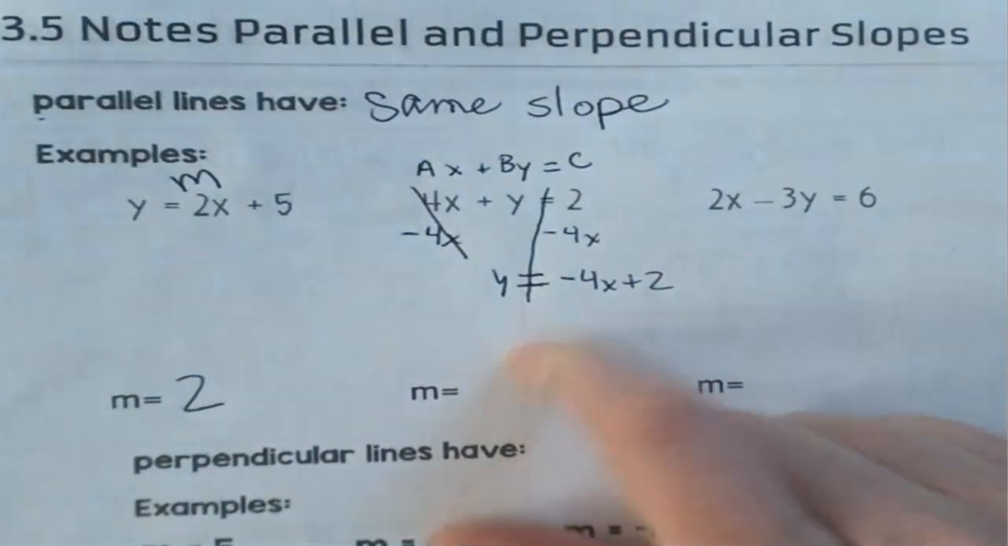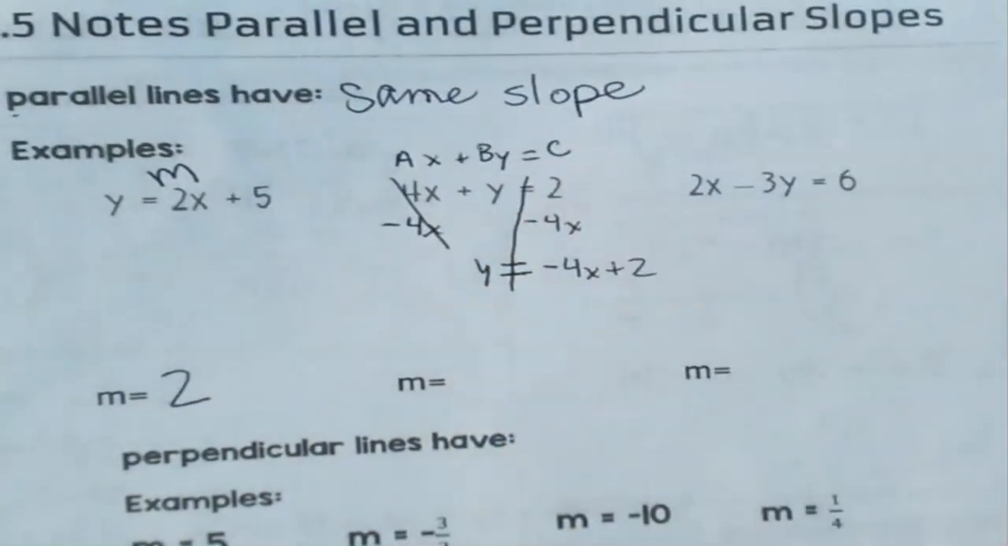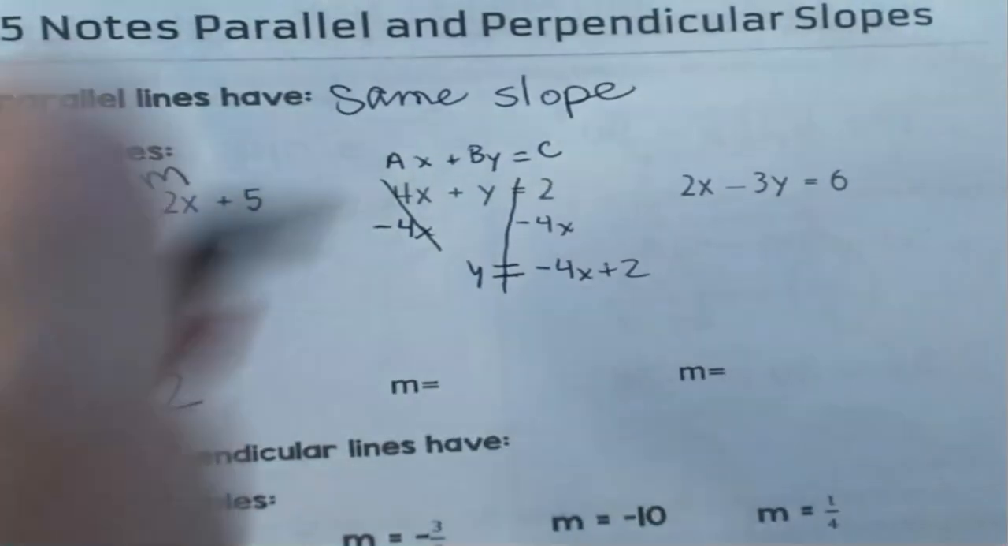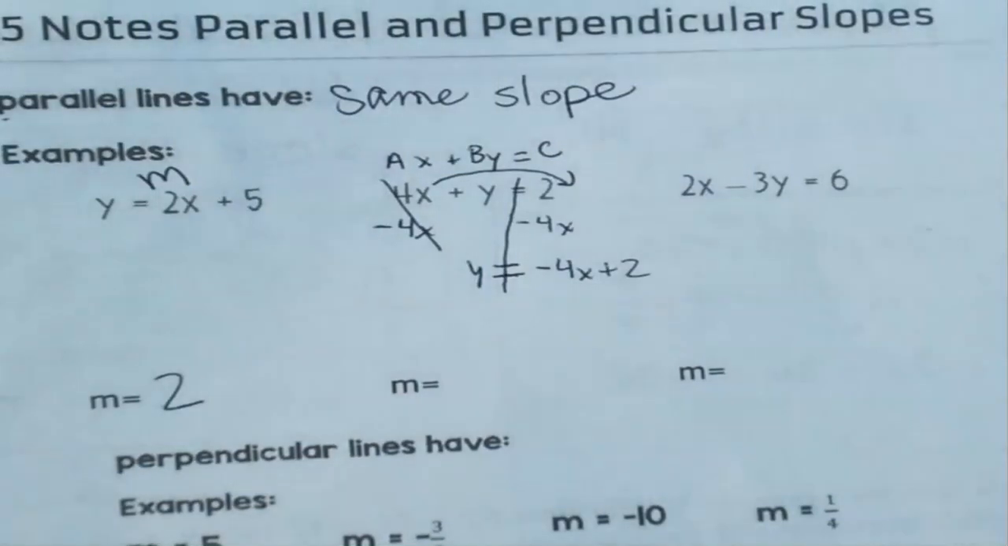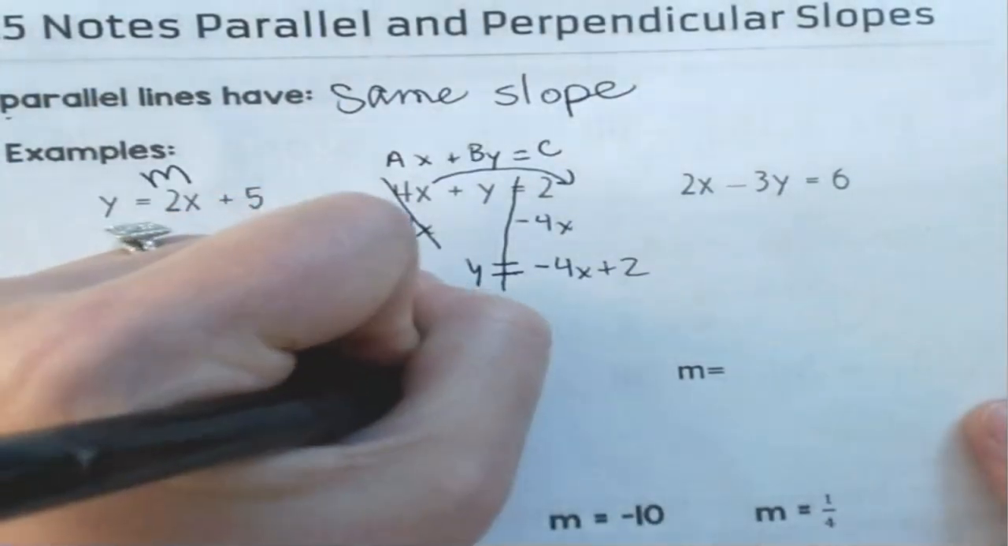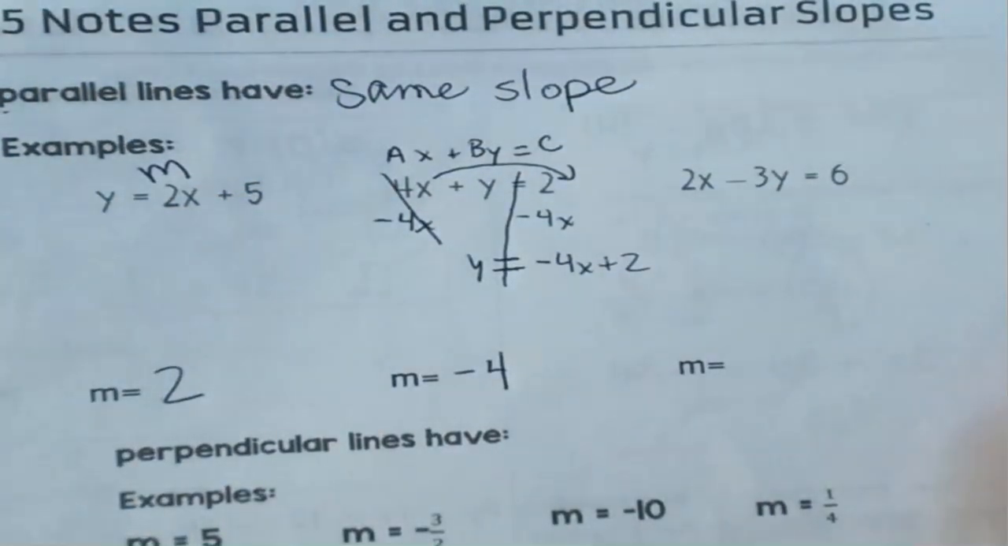Here's what throws everybody off: they want to somehow combine these. You're just putting them next to each other. You are taking this and switching it to the other side, but in order to switch it to the other side, you've got to change the sign. Okay? So your m is going to be negative 4.